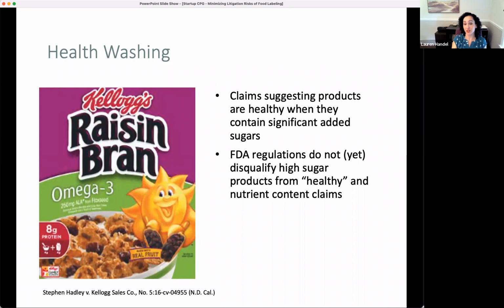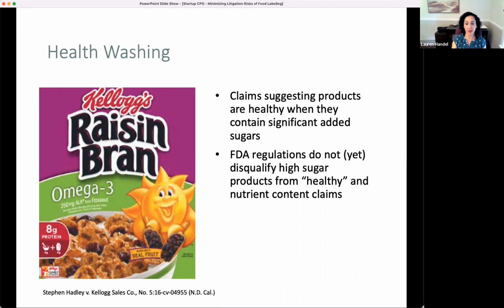So this is a good example of where you have to look at not just the specific language of any claim, but really the totality of the messaging that the brand owner is putting out there, and what messages consumers are likely to draw, and is that truthful? What's important to know about health washing in particular is that the word healthy and variations of that term are defined by a set of criteria in FDA's nutrient content claim regulations.